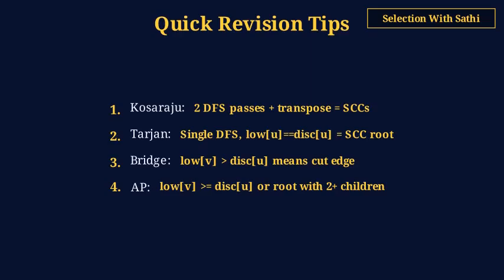Third, bridge condition uses strict greater than, low of V greater than disk of U. Articulation point uses greater than or equal, low of V greater than or equal to disk of U. Do not confuse these two conditions. Fourth, in gate problems, draw the graph, run DFS, fill the disk and low arrays step by step. The answer follows directly from the conditions.